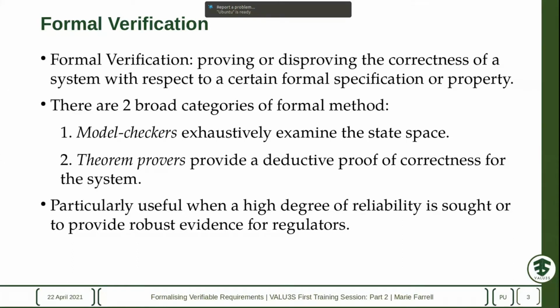The other category of formal method is a theorem prover. A theorem prover usually provides a deductive proof of correctness for the system, that the formal specification or property is preserved. And these techniques are particularly useful, as I mentioned, when a high degree of reliability is sought for the system, or to provide robust evidence for use by regulators, again, to demonstrate that the system obeys a particular standard.